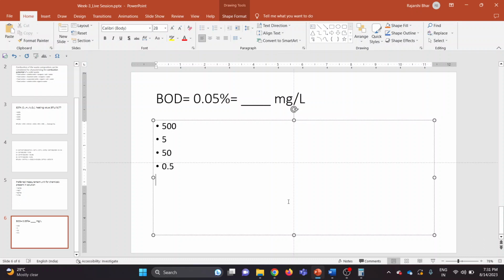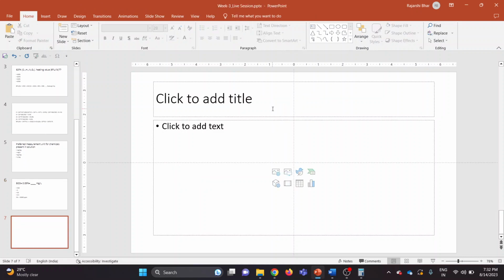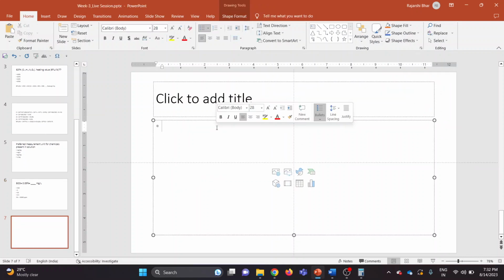1% in solutions basically means 10,000 ppm, parts per million. And parts per million is equal to milligram per liter. 1 ppm is equal to 1 milligram per liter. So, using the same thing, for 0.05% we will get 500 milligram per liter as the answer. So, the next question is a true and false type. I will first quickly write the sentence in here.